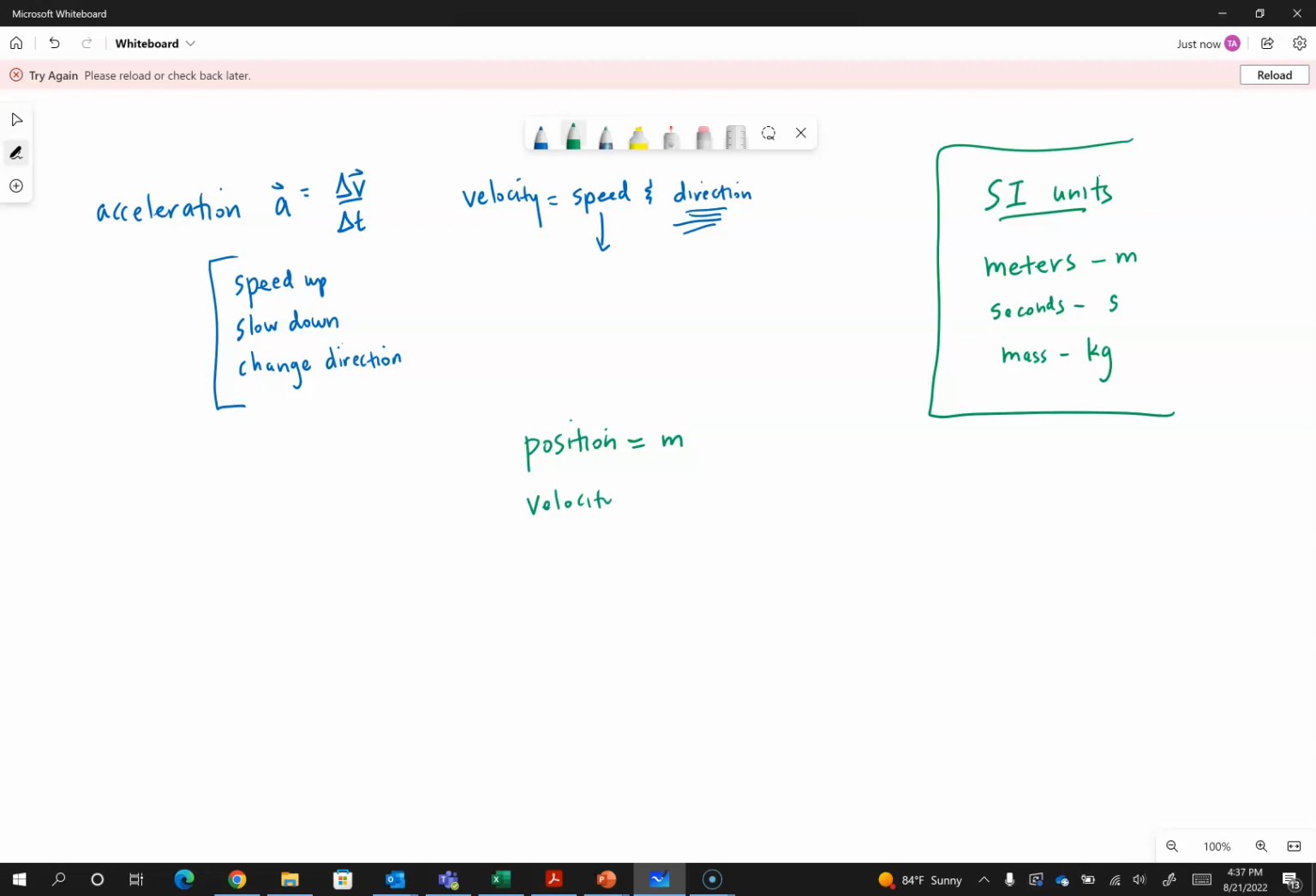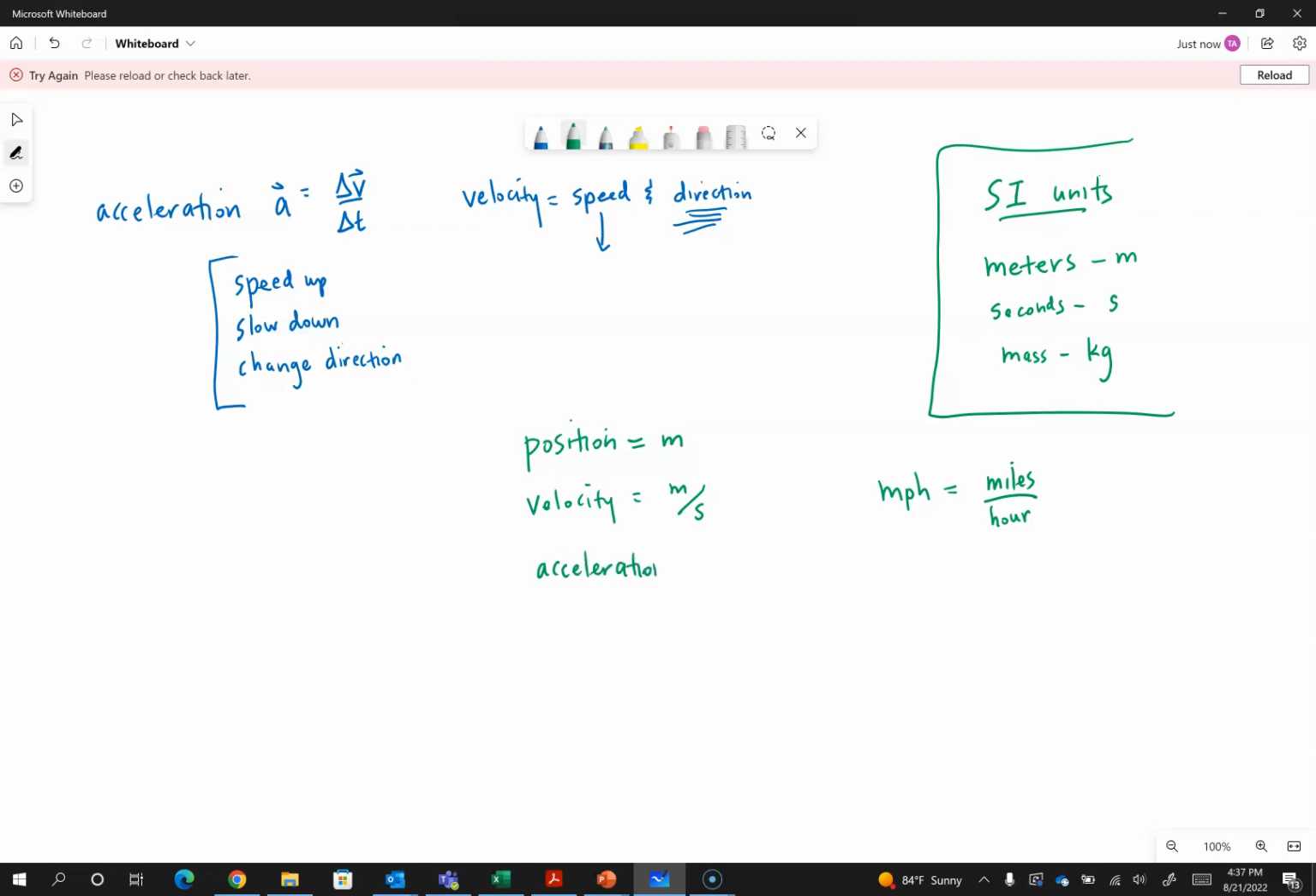Velocity and speed will have units of meters per second. So instead of miles per hour, which means miles divided by hour, we are going to use meters per second instead. So we will need to be able to convert our units, which we'll go over in another video if you need a refresher on that.